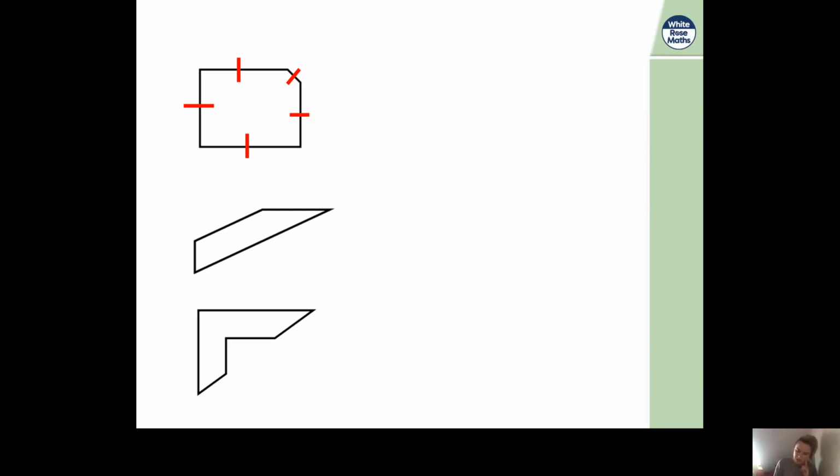Now, what shape has 5 sides? Remember, I've got 5 fingers. And what do I hold with my hand? Yes, I can hold a pen in my hand. So therefore, my 5-sided shape is a pentagon. Now, it doesn't look like the pentagon we looked at yesterday, does it? But it's still a pentagon because it has 5 sides. It's just an irregular pentagon. Okay, let's have a look at the next one.